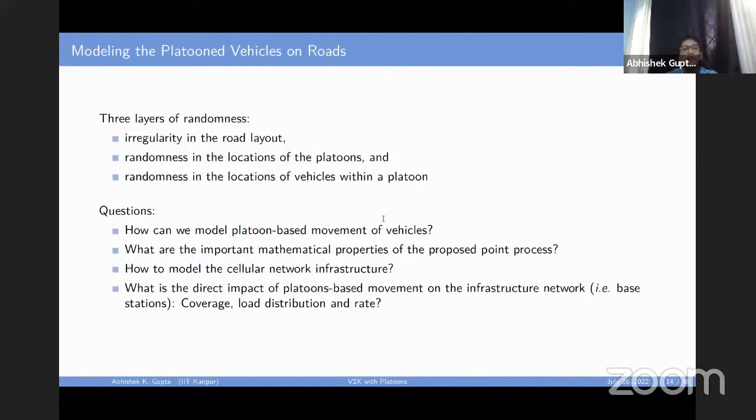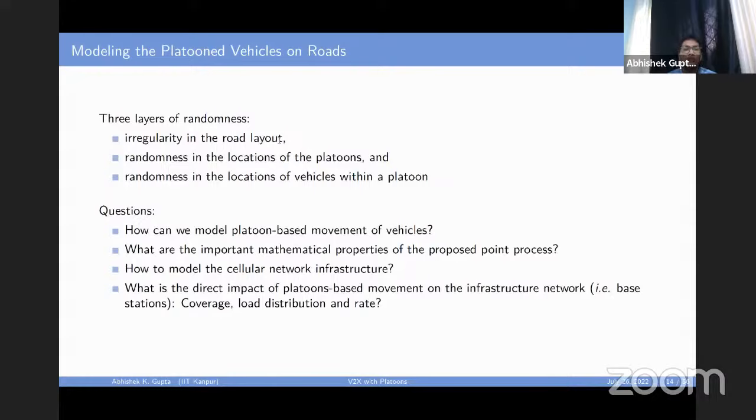In the overall network, we have three layers of randomness. First, we are talking about platoon vehicles on roads. The road layout itself is irregular. You may have multiple roads which may be intersecting, and they may have different orientations. So the first set of randomness is how do we model this road layout? Second, suppose you know the set of roads, then you need to know where the platoons are located. And then you have to find out the vehicles in each platoon. So there are three layers of randomness, and to model this, we require some kind of point process which has three levels of randomness, right? Which we call triply-stochastic point processes.